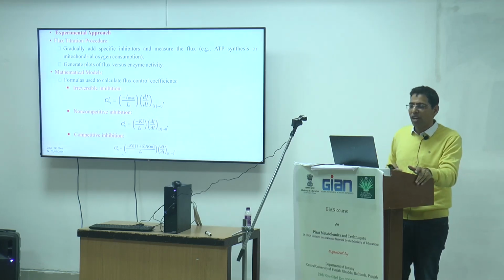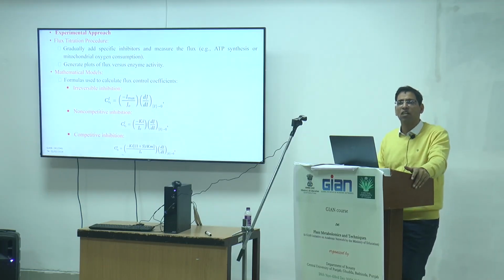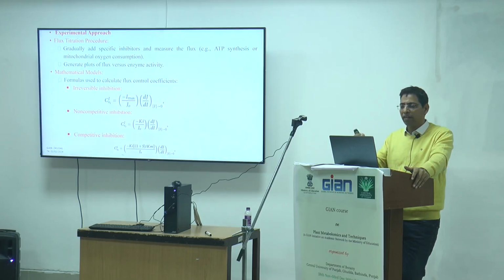We have to generate the plot of flux versus enzyme activity as we plotted previously. So here mathematical models are given for the different types of inhibition. If you are using competitive, non-competitive, or uncompetitive inhibition, then you will find three different types of metabolic control analysis to go ahead with. So these are associated with them.